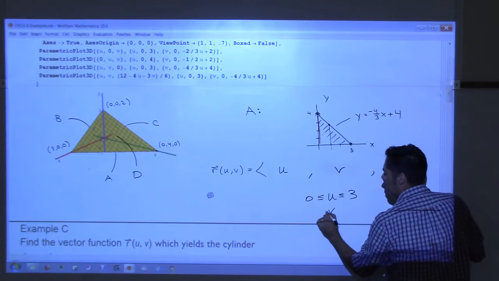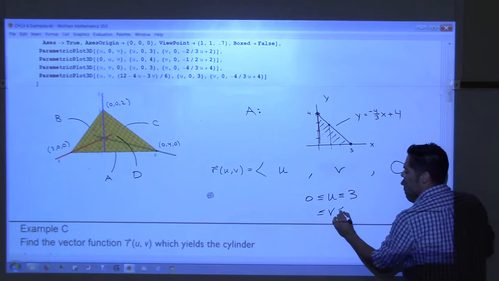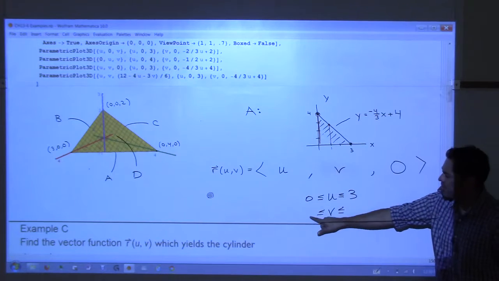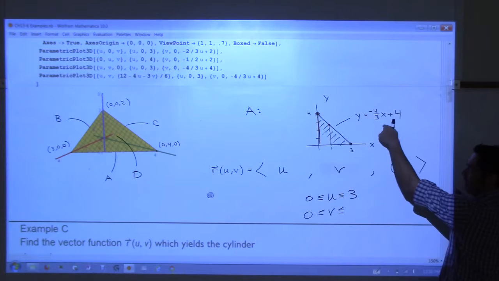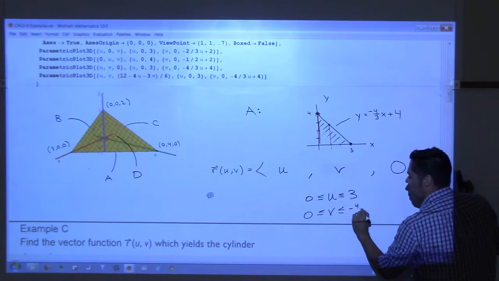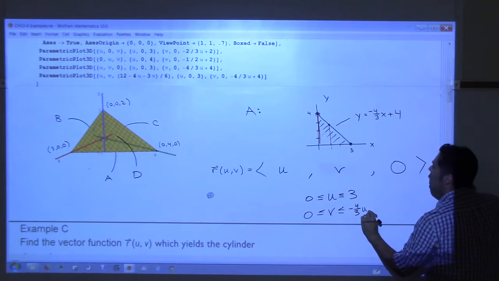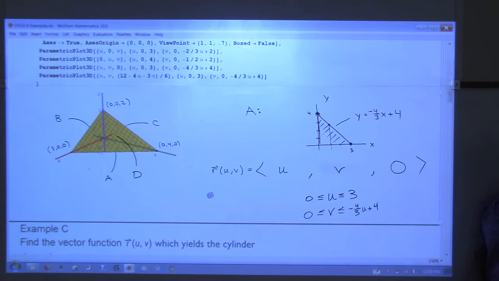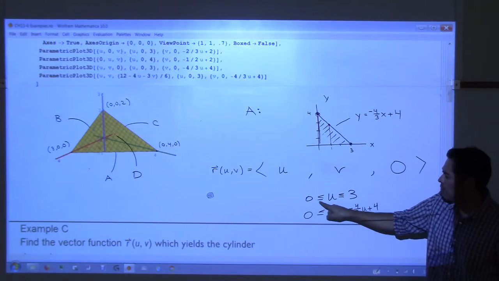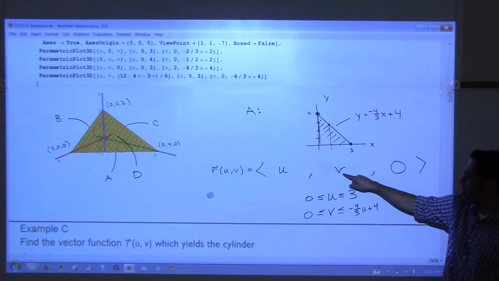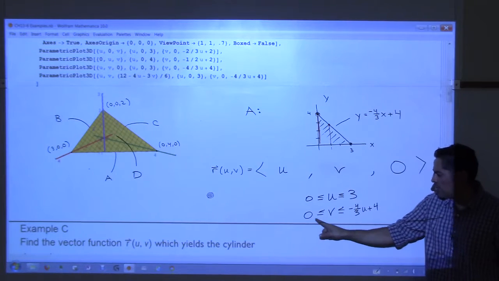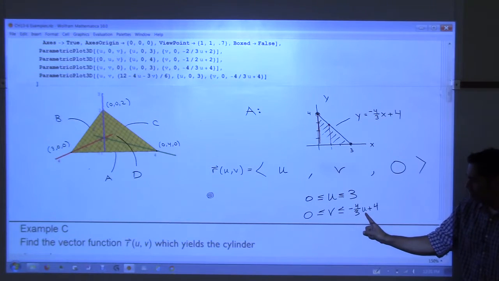So v here is going to be between, where do we want v to be bounded between? 0, which is the ground. Where do we stop it though? At this value, -4/3 u plus 4. Now let's think about what would happen if we plug in 0 for u. This is 0, but what's our v? Our v is stuck between 0 and what? That u is 0, right?